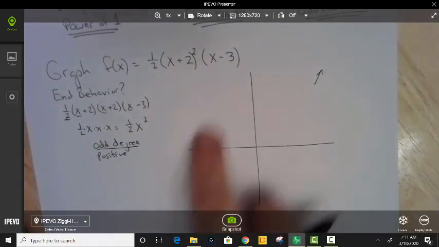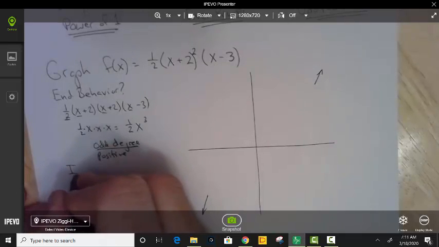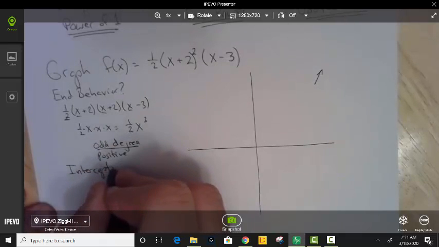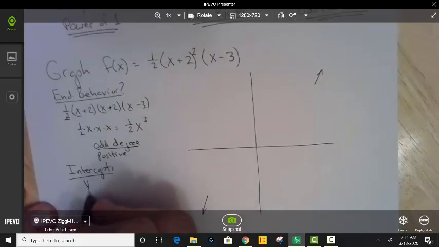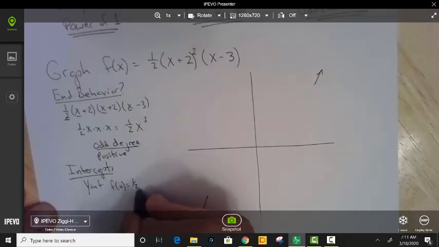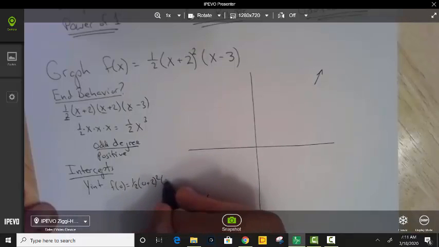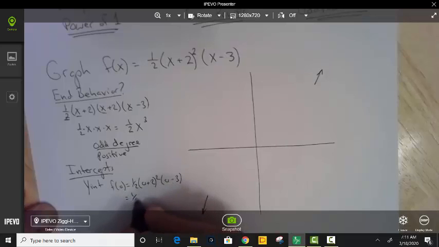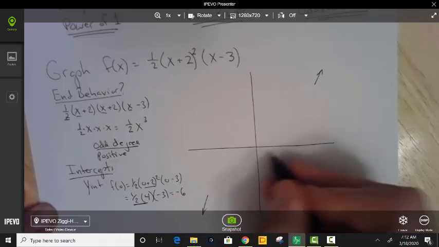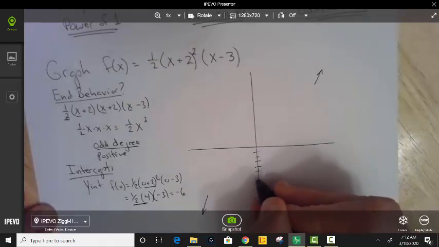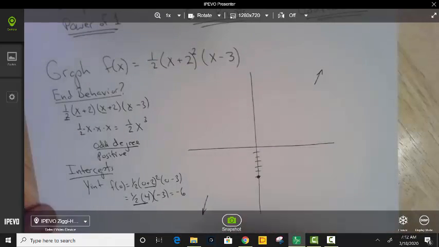Now to figure out what's going on in the middle here, we're going to do our intercepts. So same as always, the y-intercept is plug 0 in for x. I'm going to quickly run through this. If I plug 0 in for x, that's going to give us 1/2. 0 plus 2 is 2, squared is 4. 0 minus 3 is -3. Half of 4 is 2, and 2 times -3 is -6. So we know it's going to cross the y-axis at 0, -6.